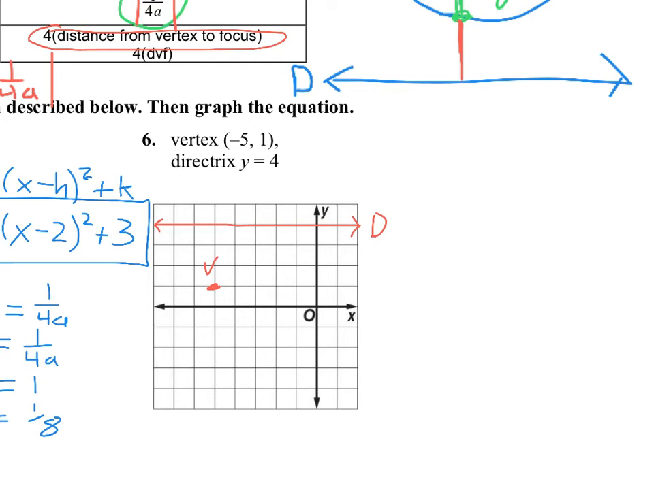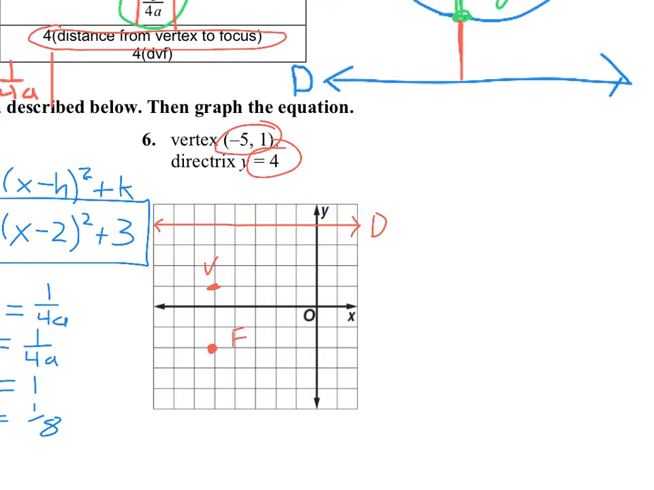I also know that this is going to open down because the parabola always turns away from the directrix. So if you count the distance between these two things, you can see that that distance is 3. So then you can figure out that the focus is 3 units below the vertex.